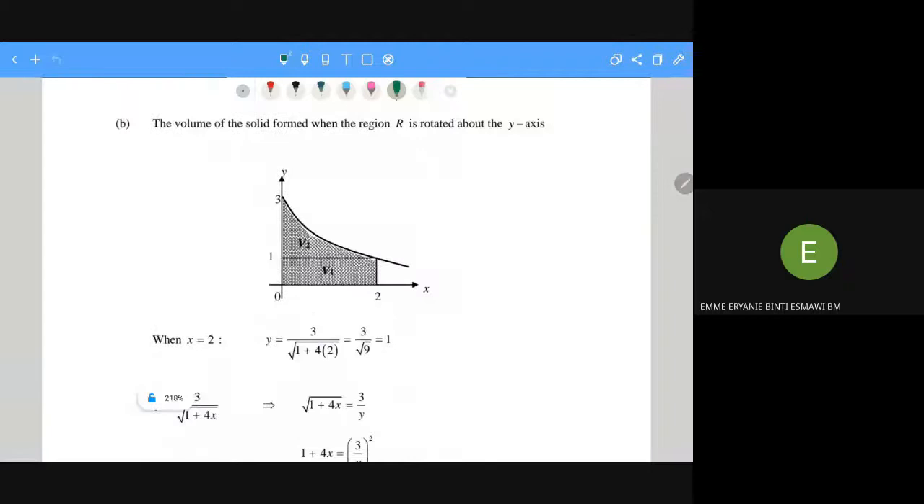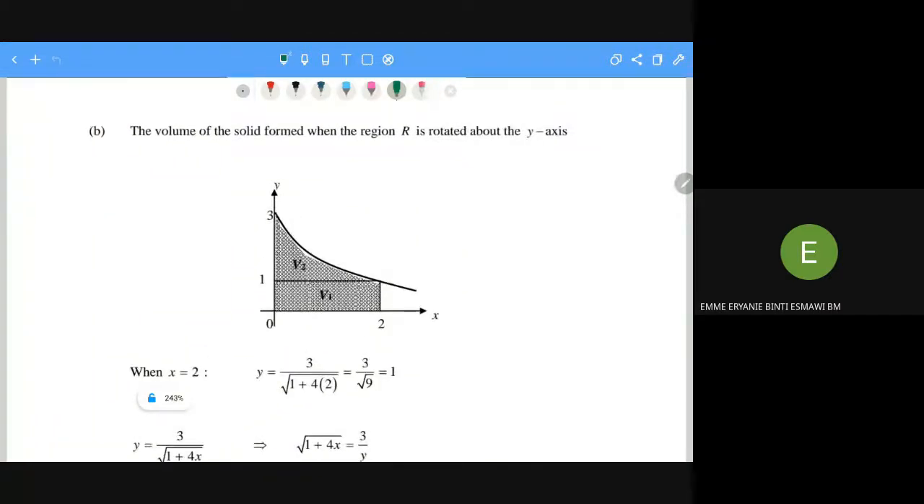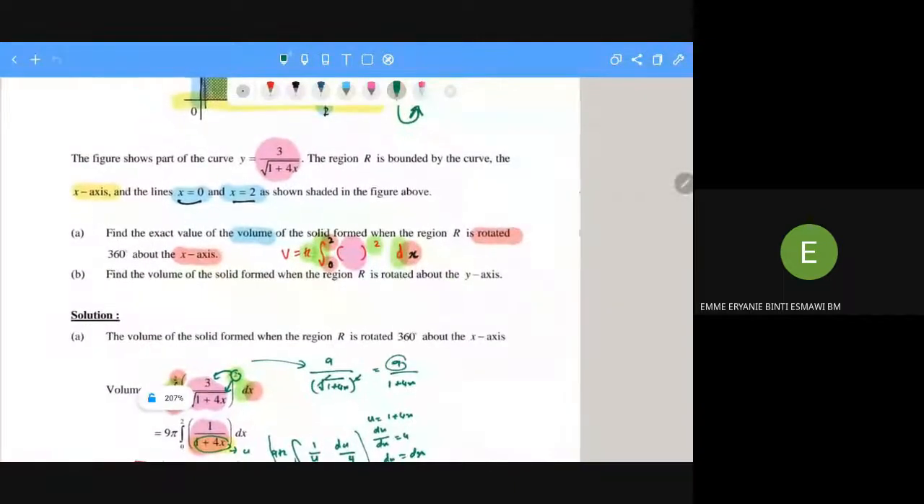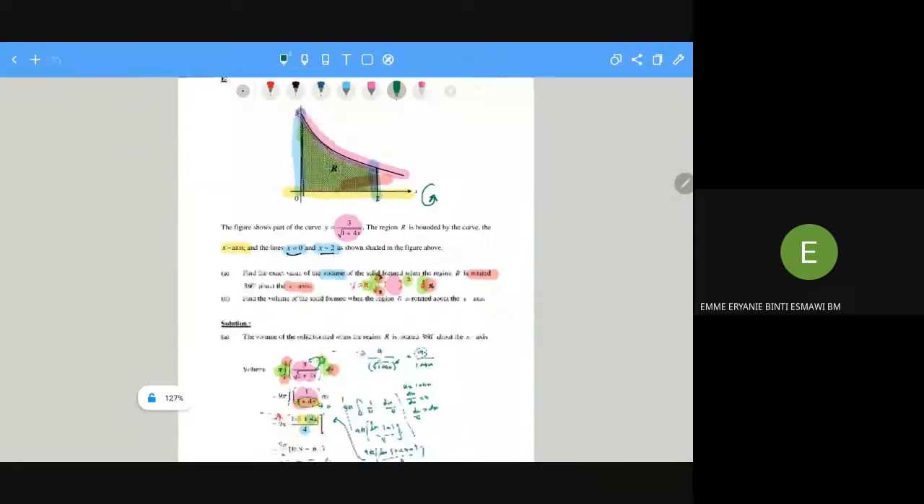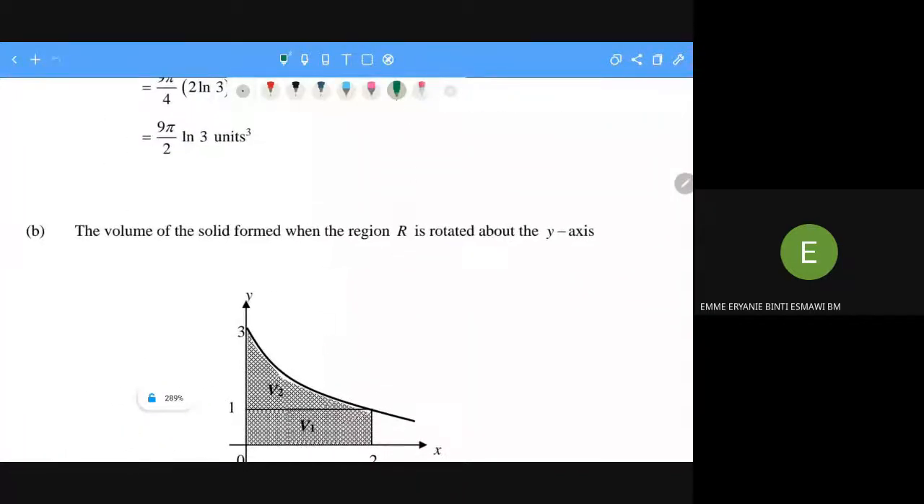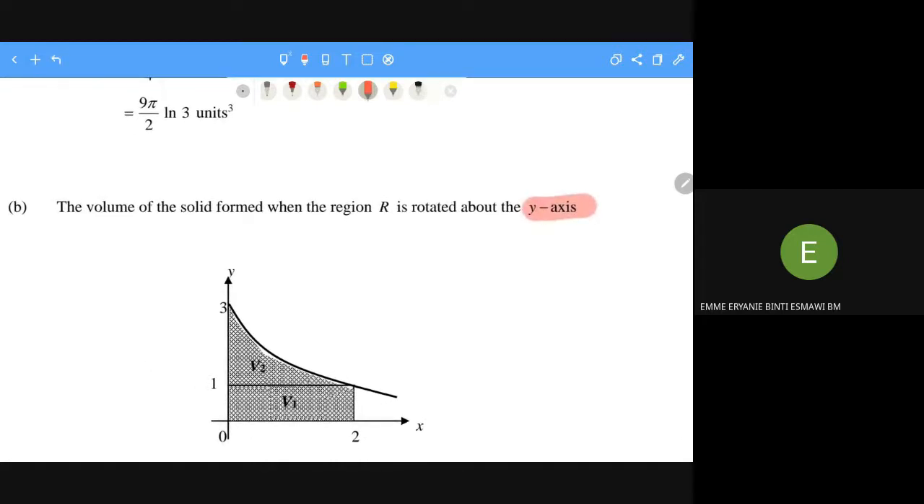Now, the next part of the question is the volume of the solid formed when the region R is rotated about the y-axis. Okay, tadi we cakap rotate about the x-axis. Sekarang ni rotate about the y-axis. Ini y pula. Mana pula?